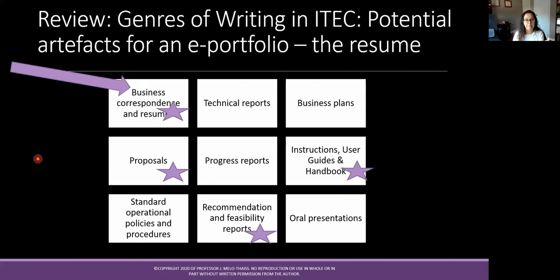So just a review, if you recall, there are lots of different artifacts that you can use for the e-portfolio. You've got to use 3 from within writing, but one that shows up very frequently, and that I would recommend you include regardless of whether you do it for the final submission here, is a resume. Just to review, we've covered a lot. We've done business correspondence. I'm going to cover the resume today. We've done proposals, a couple of those. We've done recommendation and feasibility reports, and we started off our term with instruction user guides.